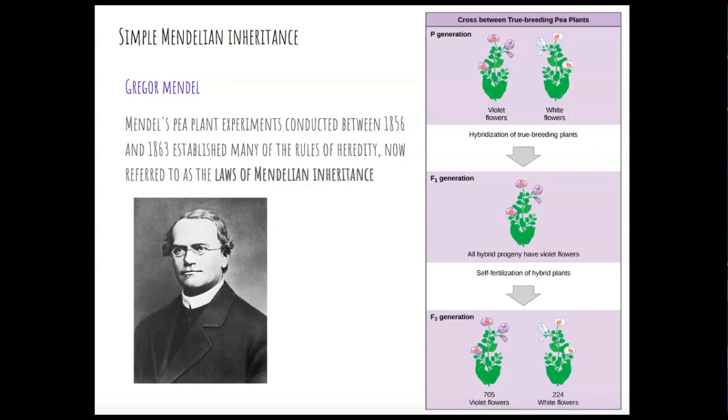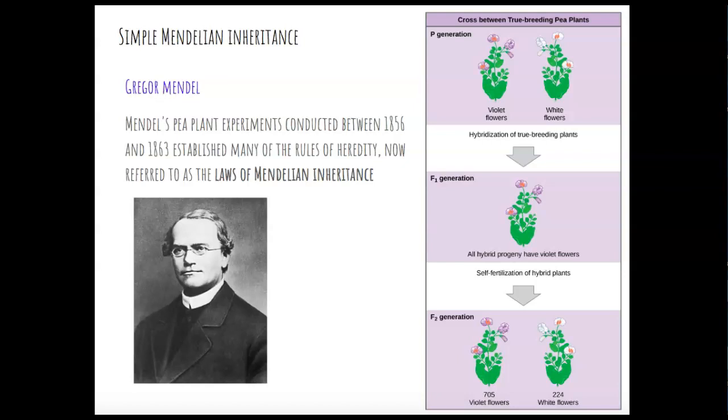In his experiments, he used crosses between pea plants with different colored flowers to make inferences about inheritance. So he used either true breeding violet flowered pea plants or white flowered pea plants and would breed them with each other. True breeding just means that they're homozygous. Neither one would be a heterozygote. So in his experiments, he took homozygous violet flowered pea plants and crossed them with homozygous white flowered pea plants.